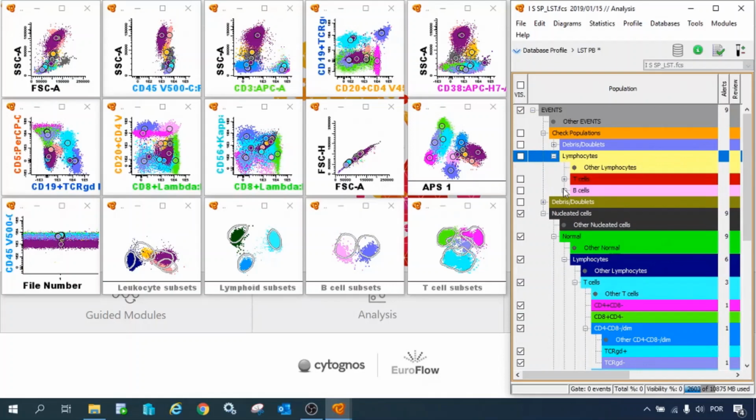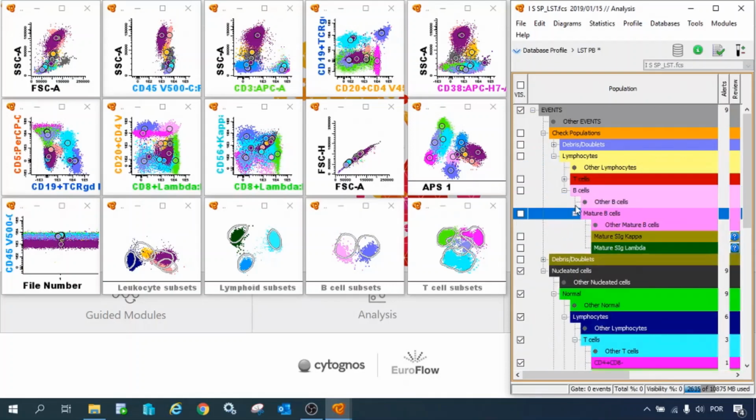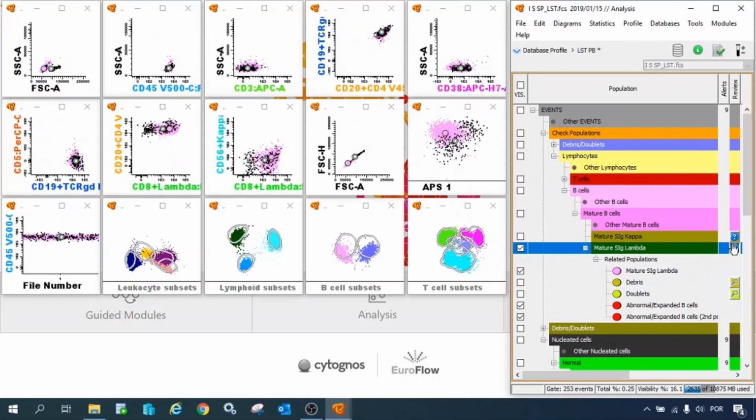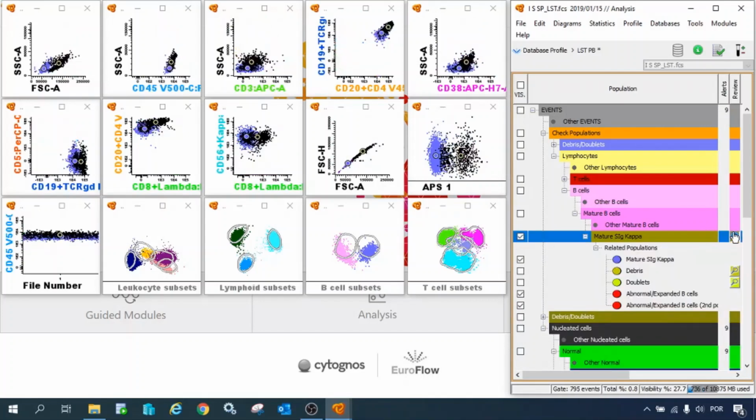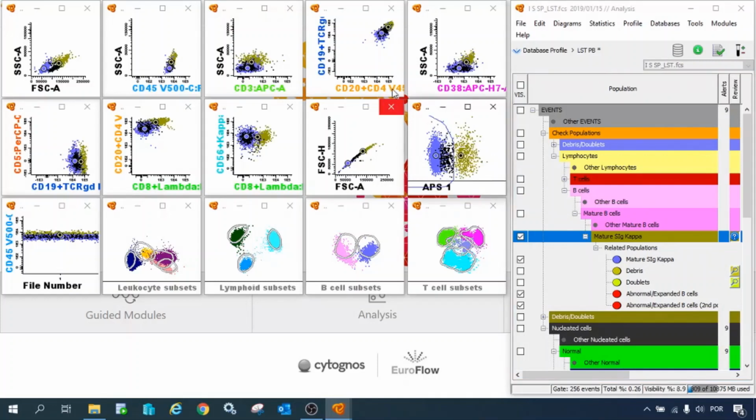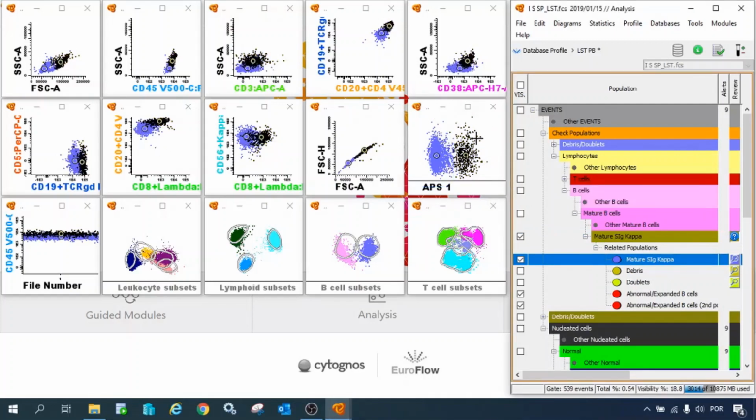In lymphocytes we start with the B cells, the mature B cells, and the lambda, which I will accept, and the kappa. Now when it comes to the kappa, I have to say that there are two different clusters here. One which overlaps the normal assigned kappa cells, but the other one is completely set apart in the APS.